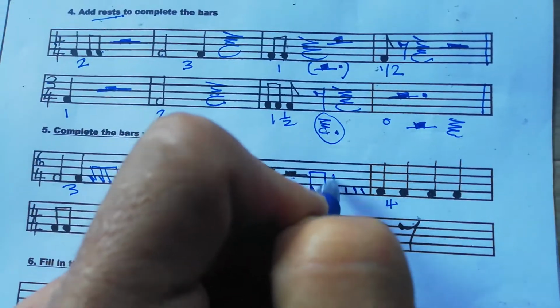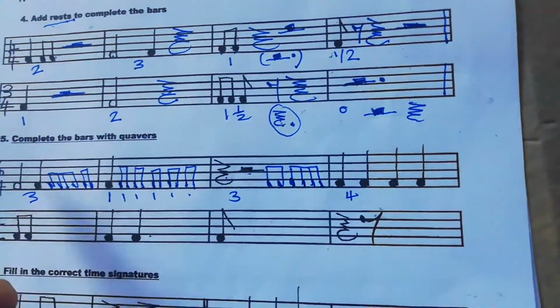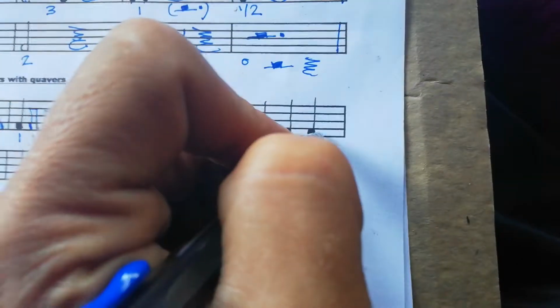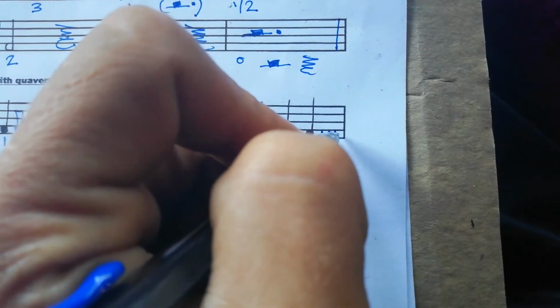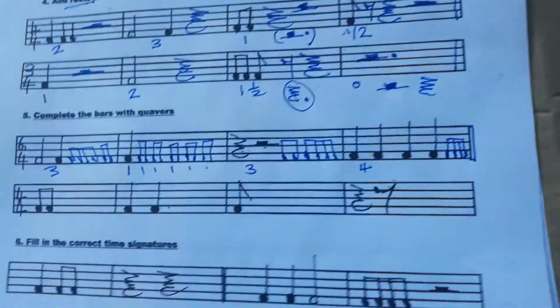Okay, remember to group in 4s or halves or 2s. There's 4 counts there. 6 minus 4 is 2, so we need 2 counts, which is 4 quavers. And our double bar line at the end.